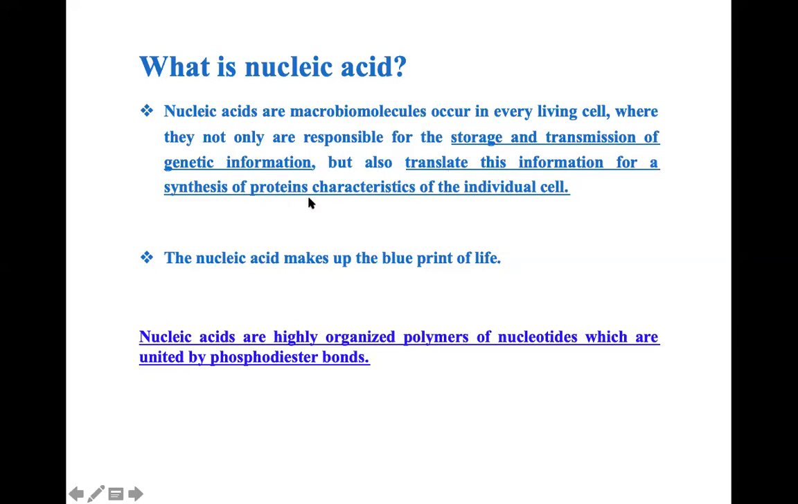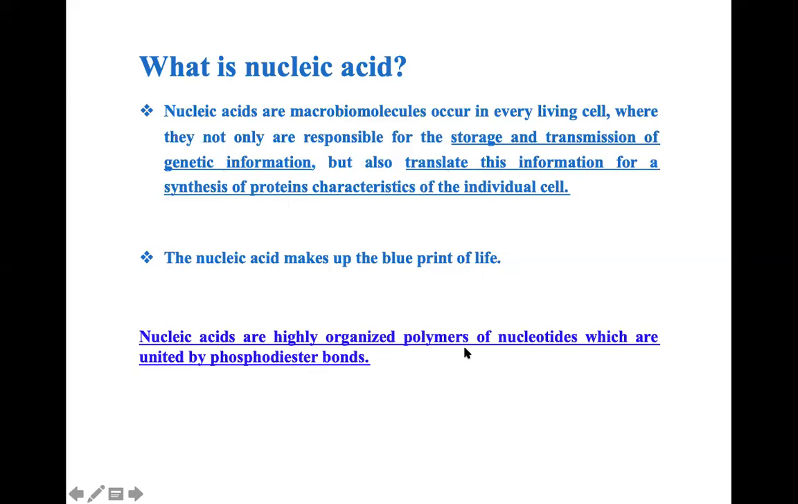And now I am talking and lots of genes are expressed so that I can talk and deliver the lecture, and they are located in the DNA. Nucleic acids make up the blueprint of life. This is a very, very powerful statement. So nucleic acids are highly organized polymers.